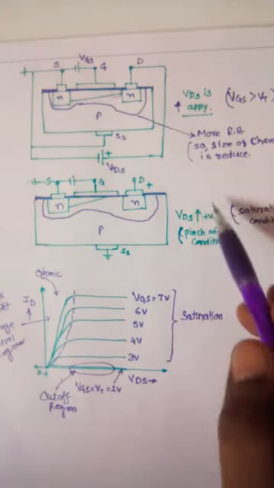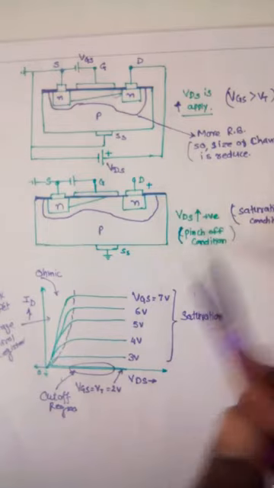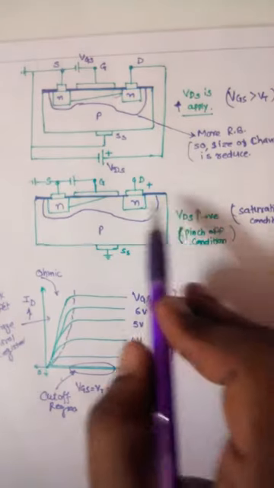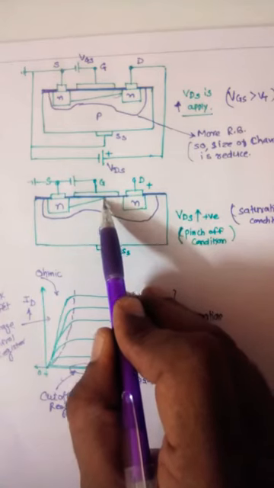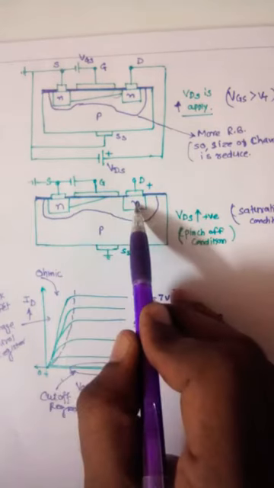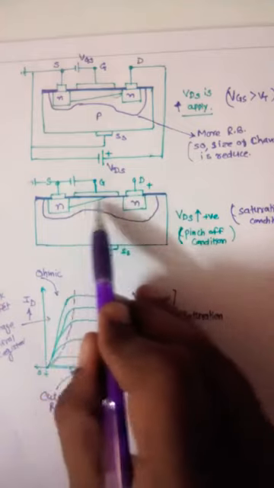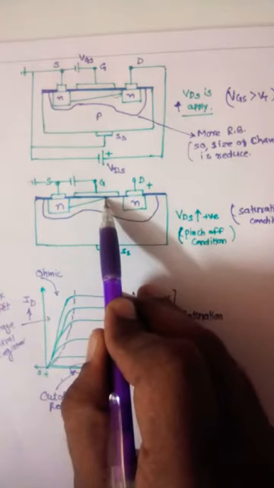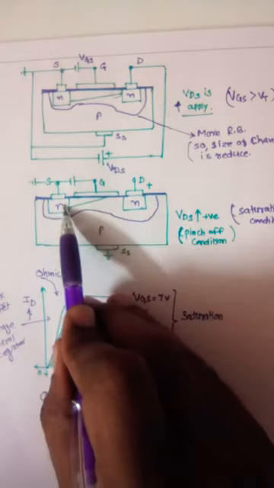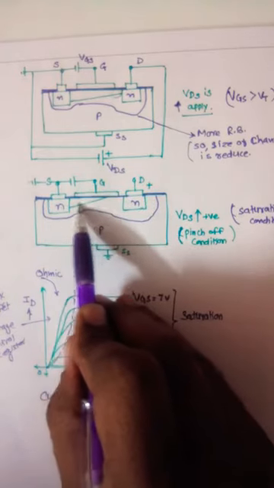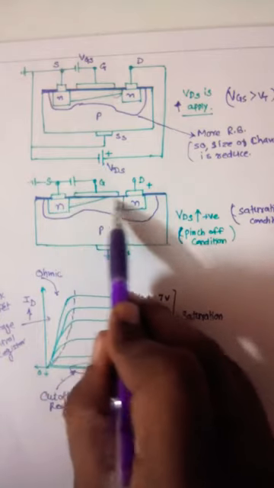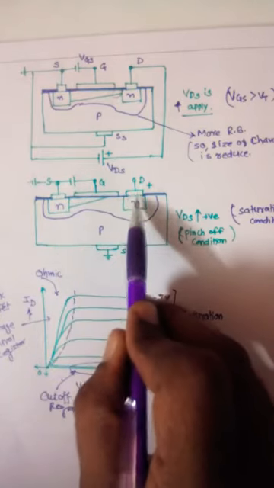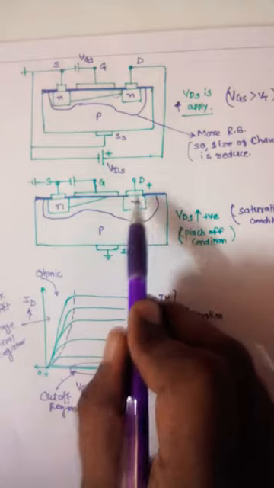Now we further increase the voltage VDS. What happens? No more current can flow between the source and drain because of the pinch off condition. The electrons go through the channel, and this is the saturated condition, so the current will be constant.